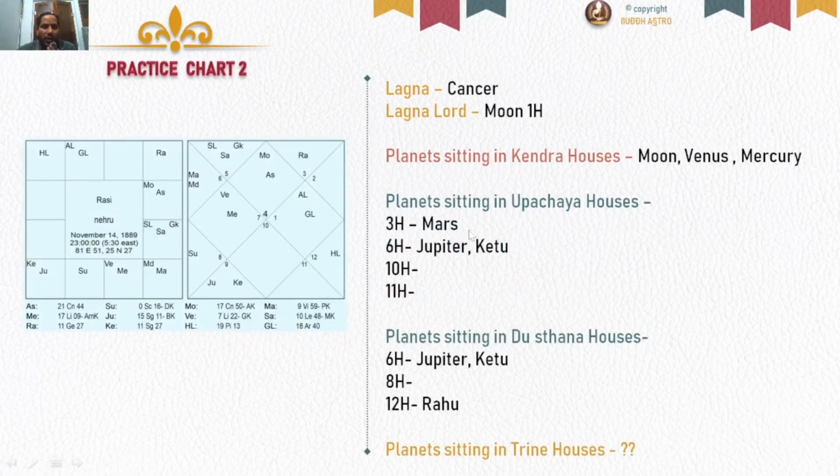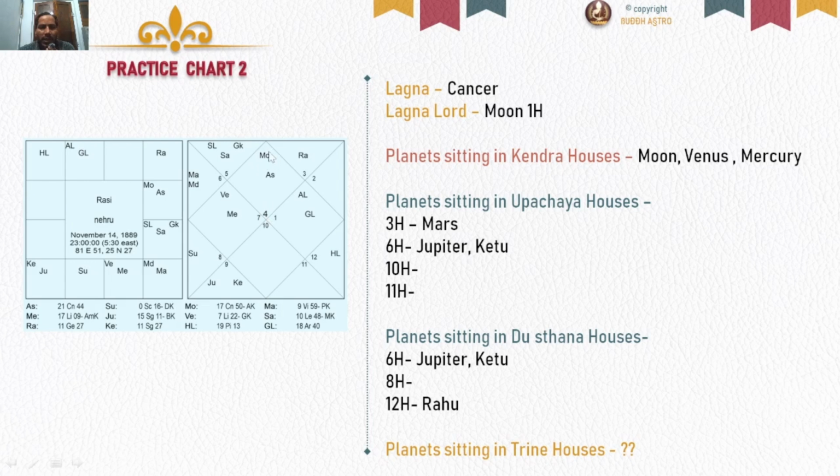Let's practice chart 2. Let's talk it. This is the chart of Jawaharlal Nehru. This first box is the Lagna, as I already told you. Lagna has the sign 4, that is, the number 4 is written. 4 number means Cancer sign. So we will say that Lagna is the Cancer.